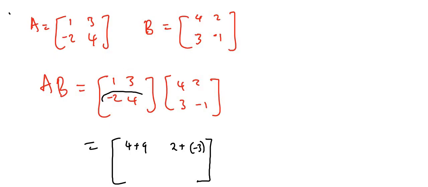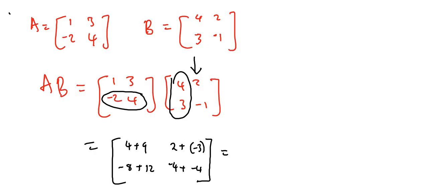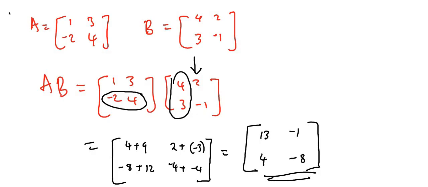We now come to the bottom. Then we do row by column again. So it's negative 2 times 4, that's negative 8. Then plus 4 times 3, that's simply going to be a 12. Then again we do row by this column here. So negative 2 times 2, that's negative 4. Then plus 4 times negative 1, that's a negative 4. So this is going to give us a 9, then a 13 here. This is going to be a negative 1. This will be a 4. Then this will be negative 8. So this here is A multiplied by B.